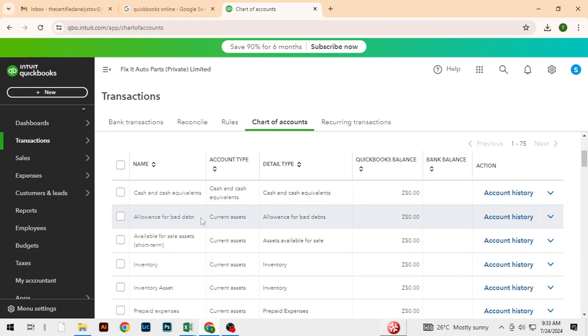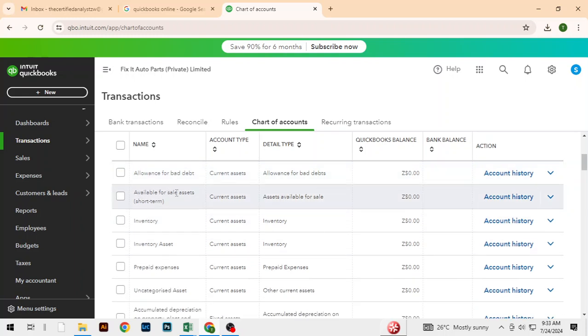So as a business, you need to come up with a provision, a certain percentage, even 2% of your total accounts receivables as an allowance for bad debt. So bad debt, we are saying this is whereby a customer defaults on paying their balances to you or to your business. Okay, so we have got available short-term available for sale assets.